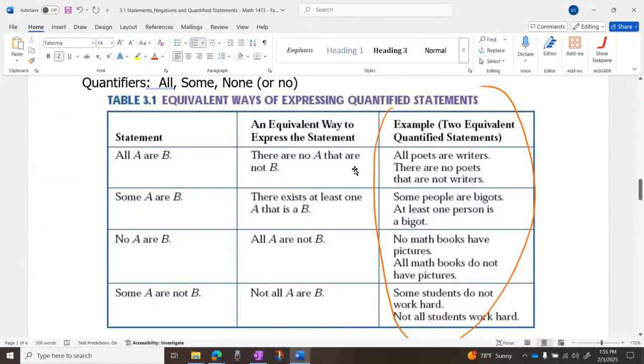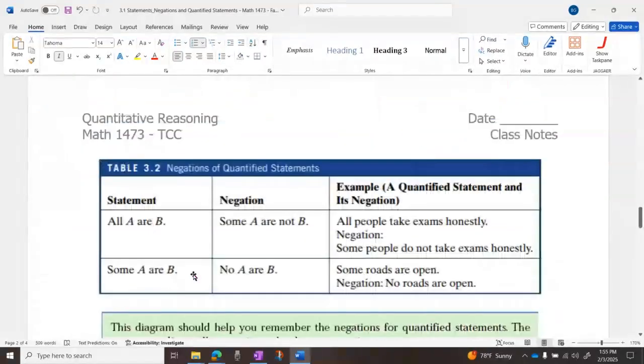And what is the negation of that? The negation of all A are B is some A are not B, right? All A are B, some A are not B. Those two are negations of each other, and those two are negations of each other. Look at the table one more time. Maybe you can take a screenshot and then try to answer this problem.